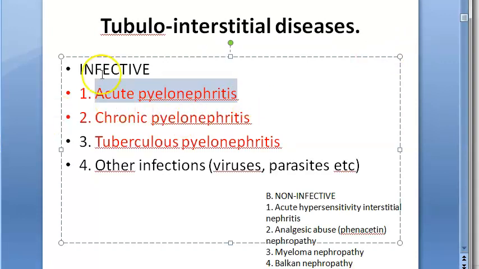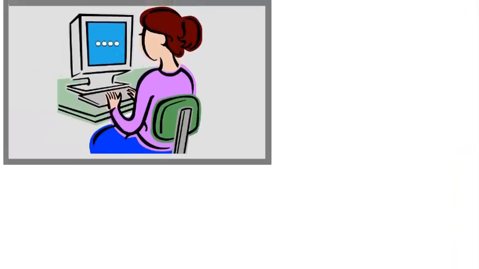Just take a recap, guys. It is a sudden onset infection. Either it can come in ascending fashion because of UTI or it can happen because of hematogenous spread of bacteria. Here the kidney will be swollen. Microscopically, you will see a lot of inflammatory cells, neutrophils, etc. There can be an abscess in the kidney.